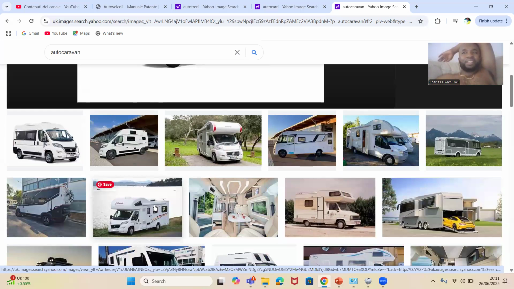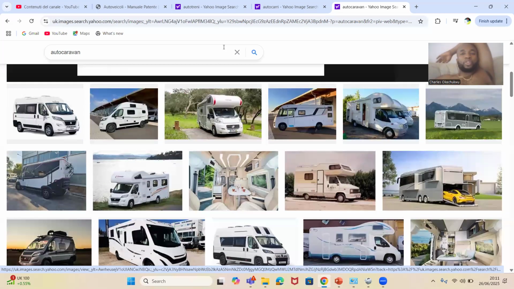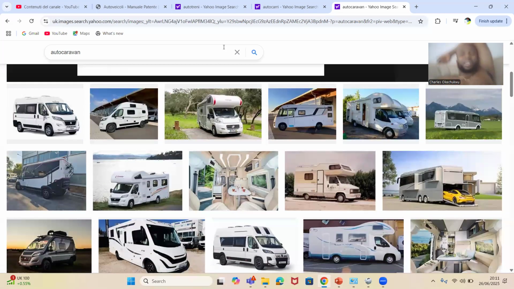But a caravan, you can park your car in caravan. All right, guys, let's continue. So your car, you can park down your caravan somewhere. Is it clear now? I have a question.